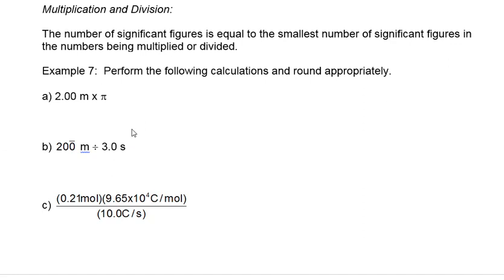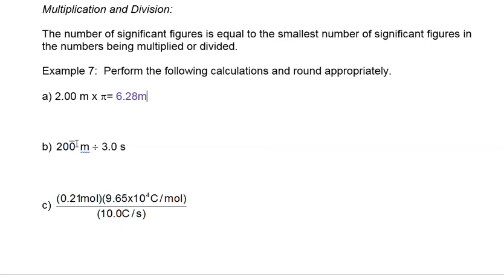So if we look at these, when we perform these calculations, we could get a lot of decimals for this one, right? If you use the pi button on your calculator, it'll calculate it to as many decimal places as your calculator can display. But when we round it, we want to round it to only 3 significant figures, because the 2 only has 3. The 2.00, those zeros are significant because they're after a decimal. We want that to be 2 significant figures. So when we round that, we get 6.28. Don't forget units on these things. So in this case, it's meters times pi. So pi has no units, so it's just 6.28 meters.